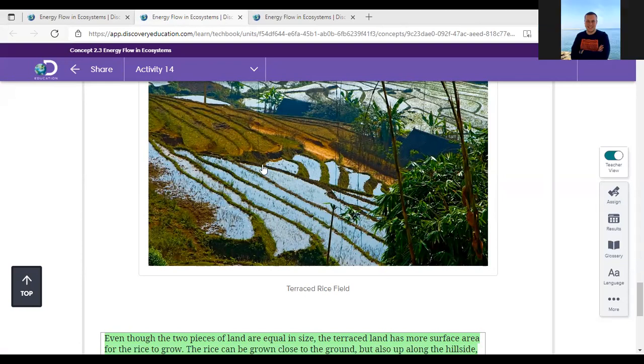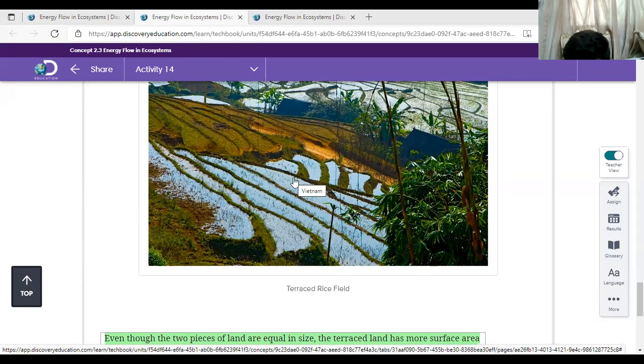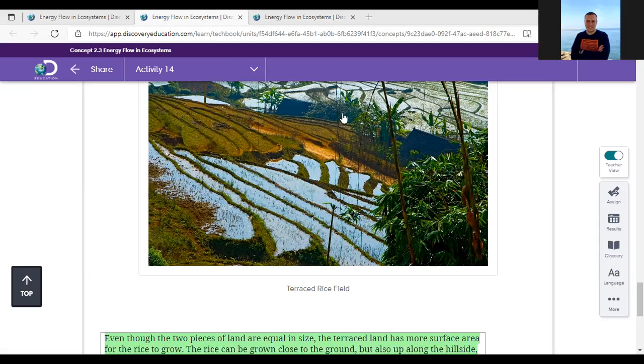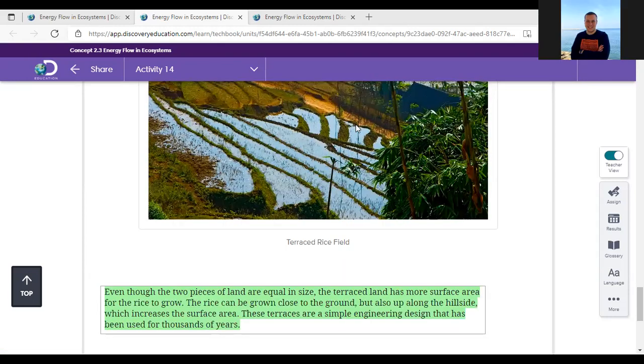Okay, Jasser. Terraced rice field, because rice grows in water, and there is a lot of water in the terraced rice field. Okay, thank you. So let's read the answer together.